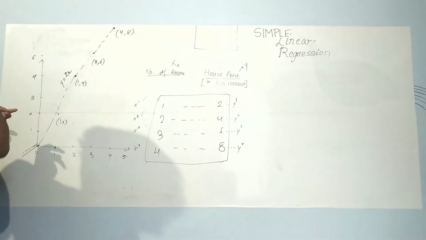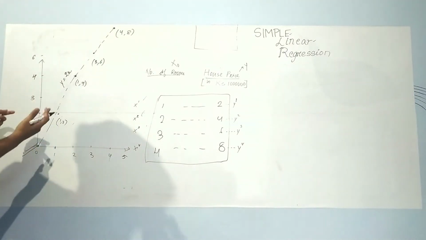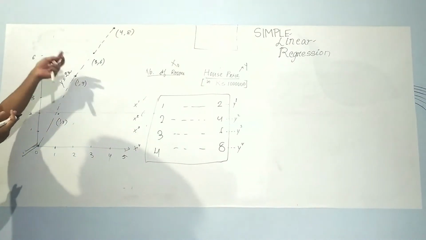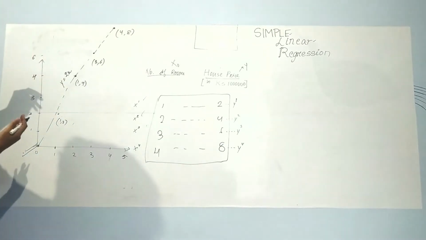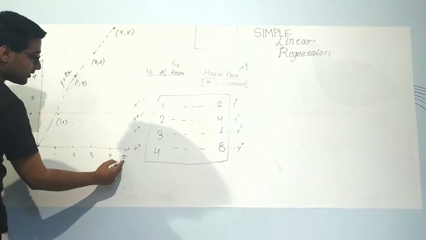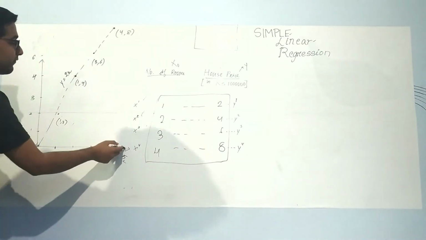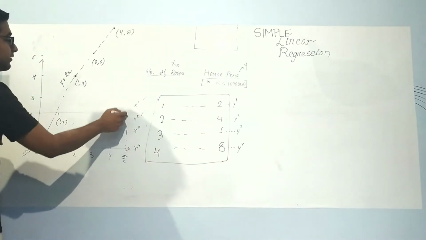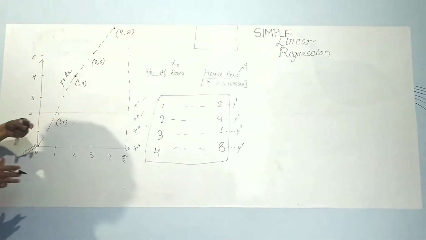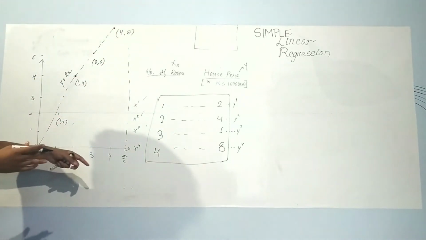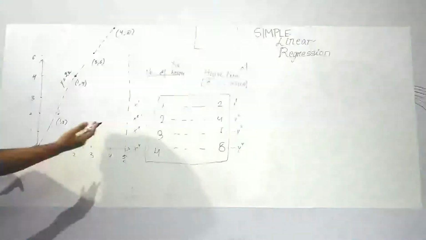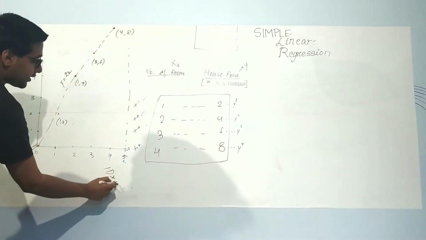This equation, we just saw and figured out that y equals to 2x, but how do you teach a computer to do that? So that if I ask what will be the price of a house having 5 rooms, the computer can fit in this line and say that the price of a house having 5 rooms is 10 into 10 to the power 6.